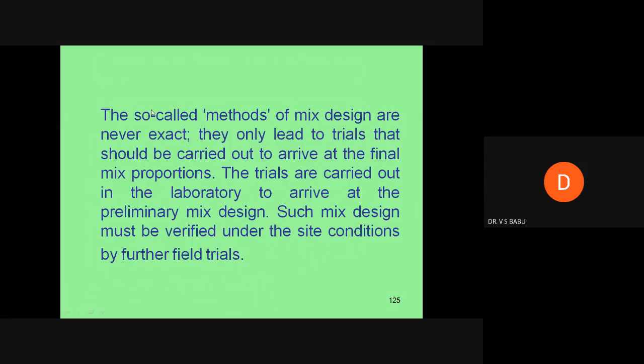So one thing is true in this slide, you have to come to the conclusion that no method is exact. No method is an exact method as per the code books. That means the method given in any code is just a trial and error, hit and trial method only.